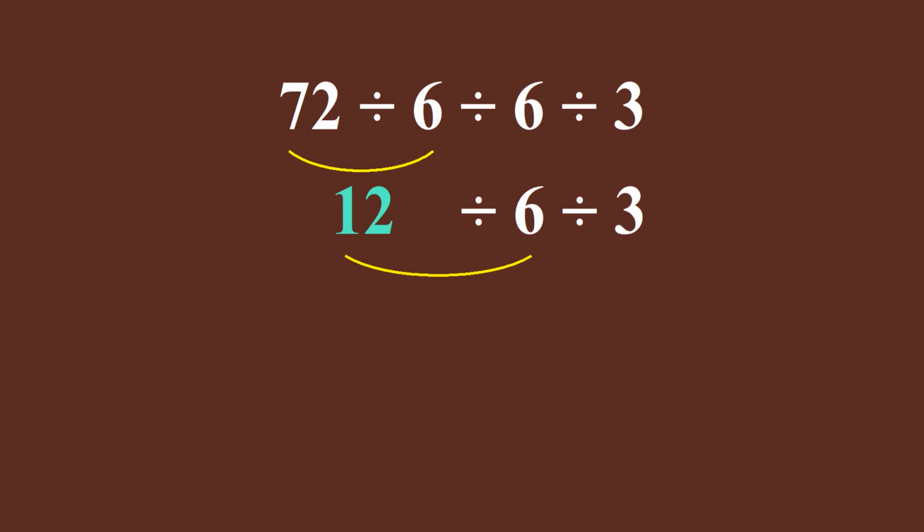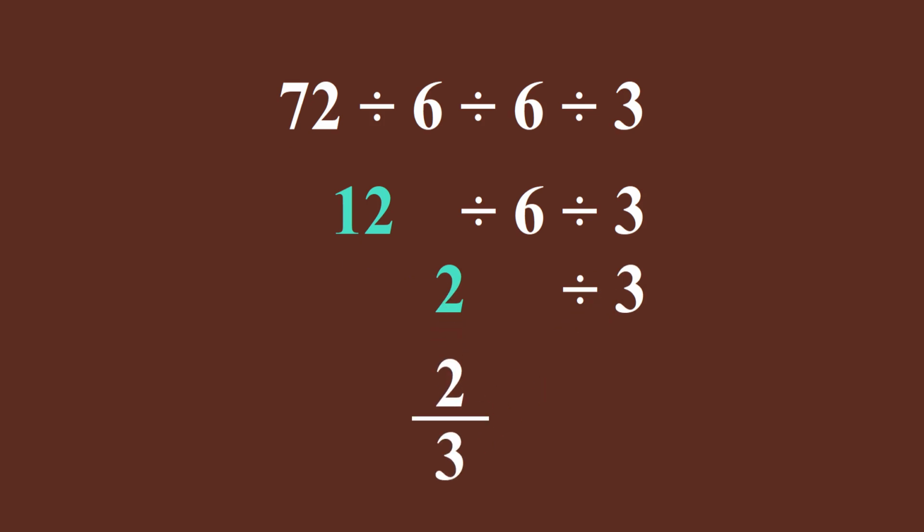12 divided by 6 is just 2. So 2 divided by 3 can be written as 2 over 3. This is our final answer to this problem.